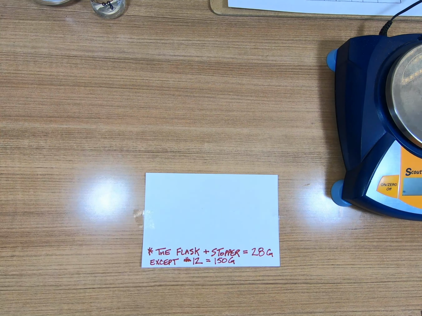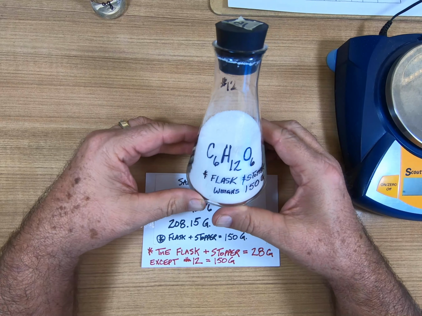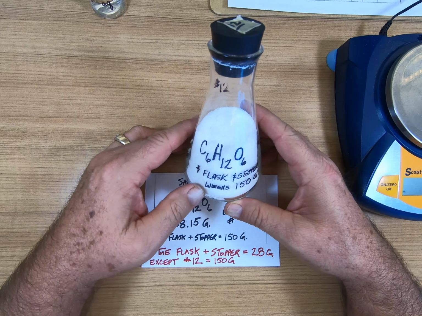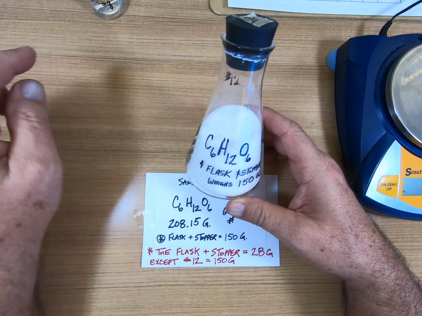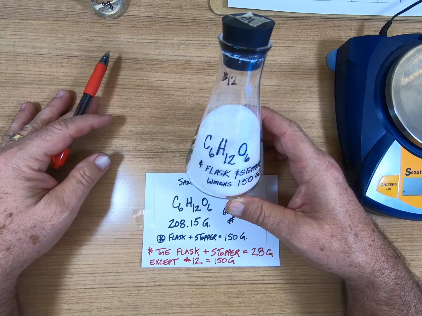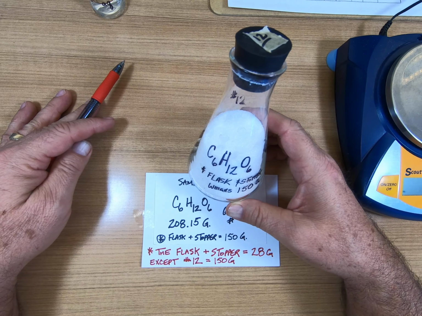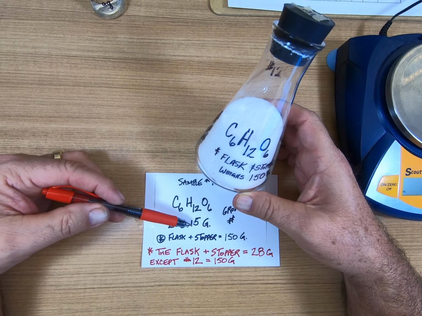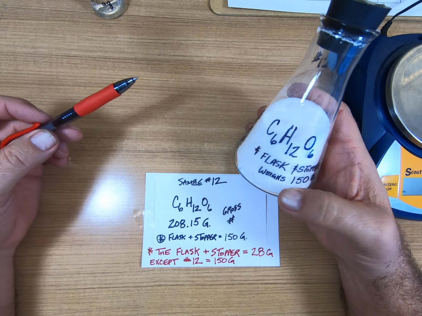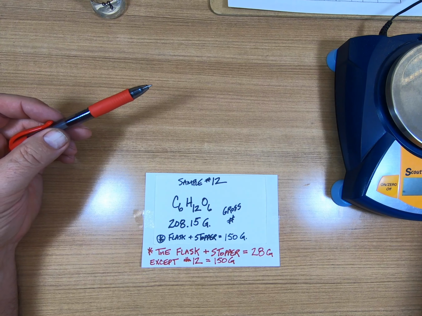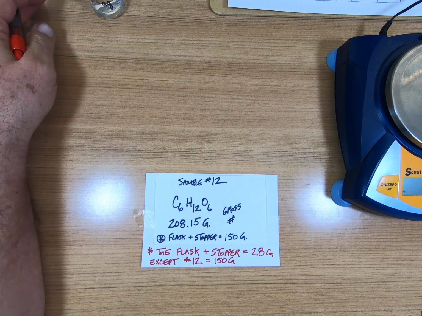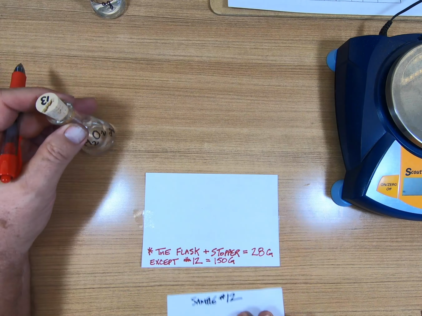Number 12. Number 12 is the wild card. It's a little different because it has large molecules in it. This is C6H12O6, the flask and stopper in this case, please. This is the exception. See it down here in red? It weighs 150 grams. So, plan accordingly. The whole thing is 208.15. Subtract the 150 out. That will give you how much C6H12O6 you have. That's number 12.